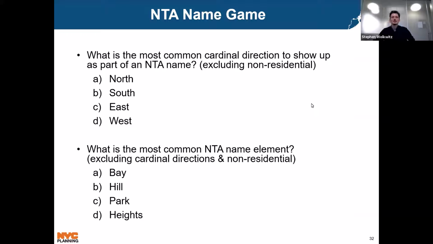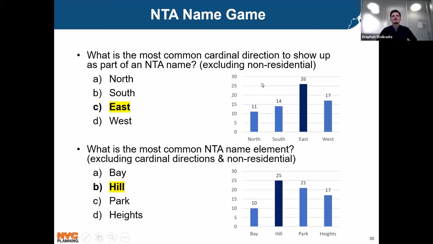I'm going to go on to the next slide and reveal the answer here. So whoever said east, you're correct. East is actually a pretty clear winner there. 26 NTAs have east somewhere in the name. I was kind of hinting at it with the last slide there. I had Upper East Side and East Harlem. If you think about it, there's East Chester, East New York, the Lower East Side. There's a lot going on the East Side.